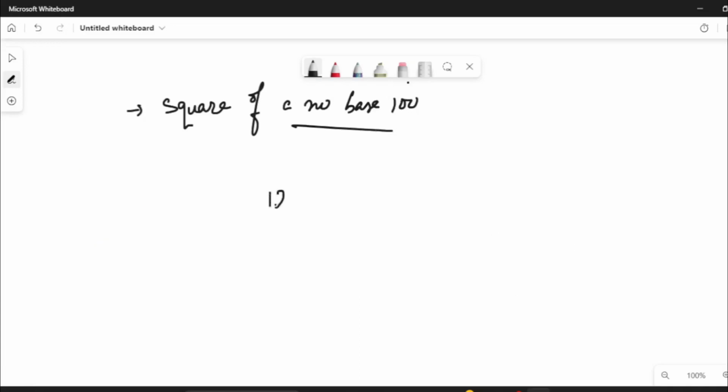Suppose I write 125 square. So as you can see, this number is 25 more than 100. That means you have to add 25 to the original number. Now what will you get? So 125 plus 25 is your 150. Okay. Now what you have to do? Now you have to write the square of this number. Now the square of 25 is 625.